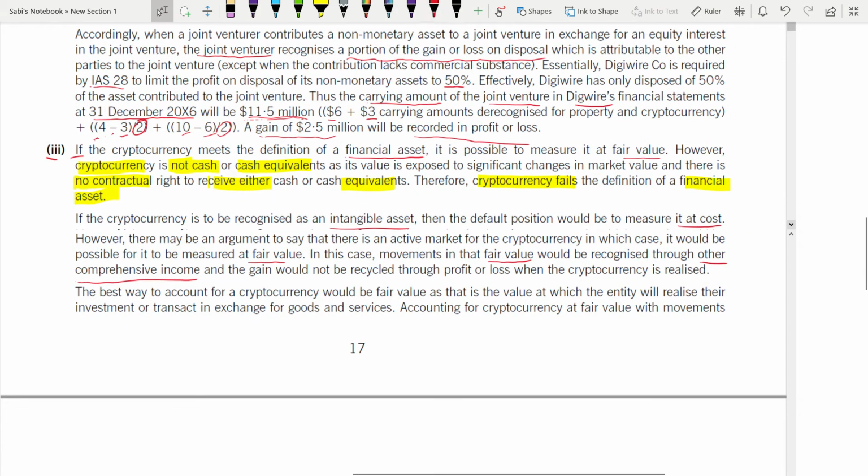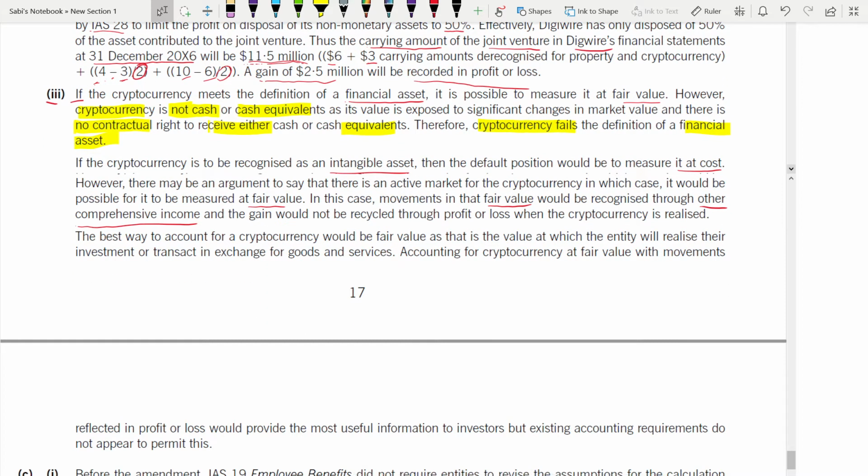Why is that? Go to intangible asset, then you will understand it better. Next, the best way to account for cryptocurrency would be fair value, as that is the value at which the entity will realize the investment or transfer it in exchange for goods and services. Yes, so the best for cryptocurrency is fair value. Accounting for cryptocurrency at fair value with movements reflected in P&L would provide the most useful information to investors, but existing accounting requirements do not appear to permit this.